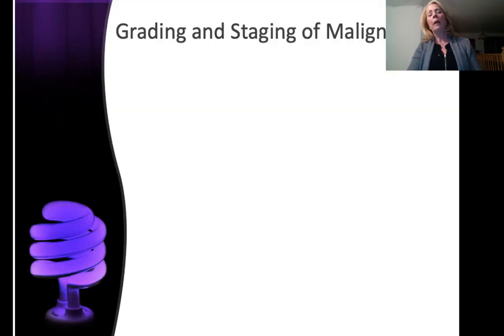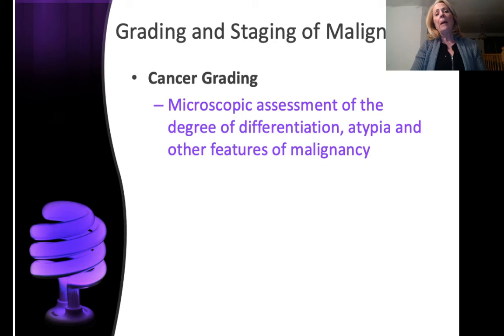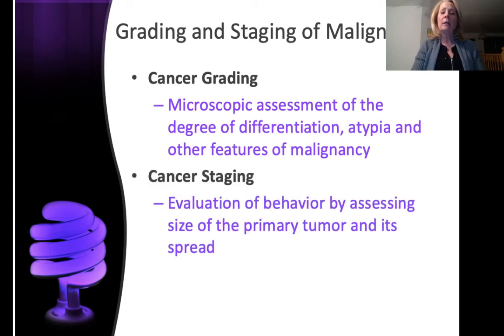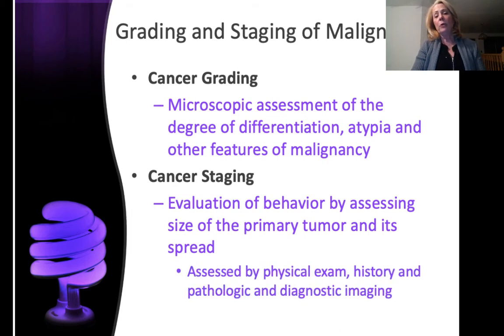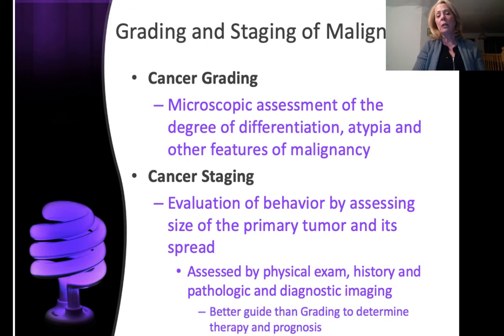Now, when we're looking at malignancies, there's what's called grading and staging. Now, staging is probably a little bit more accurate than grading, but grading helps you to look at the cell and to assess the degree of differentiation of that cell. Cancer staging is an evaluation of the behavior of the tumor and its spread. So you're looking at this by physical exam, history of the patient, diagnostic imaging, and so on. And it's a little bit more in-depth and thorough than grading.